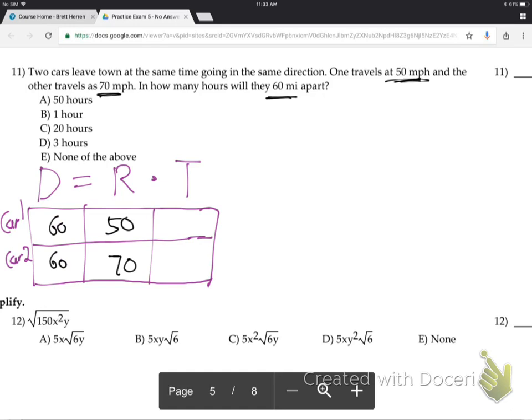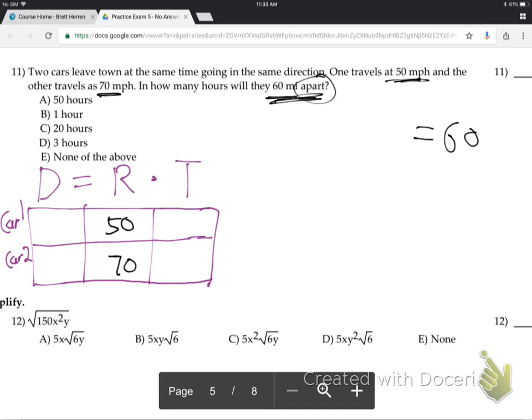Because it's not the distance for car 1 or car 2, it's how far apart they are, which is different than how far they've gone. See the problem? It doesn't go in those boxes. So what do we do with the 60? Let's hold off on the 60. It's going to be part of what we equal in our equation in a minute. See how I know that?